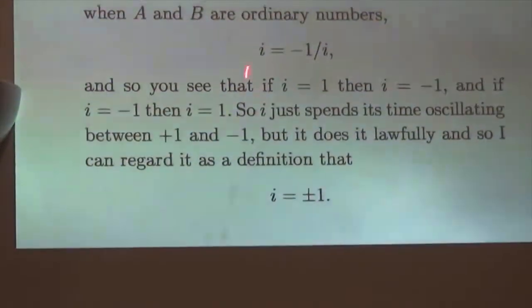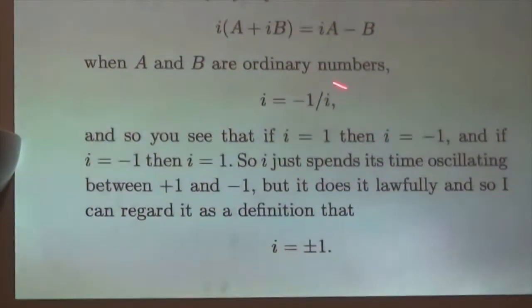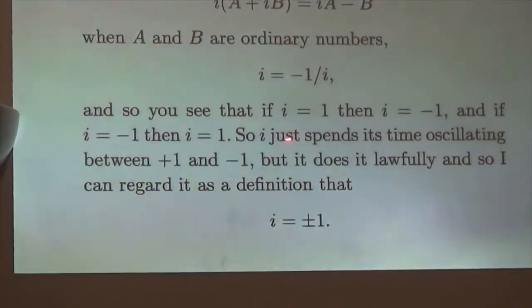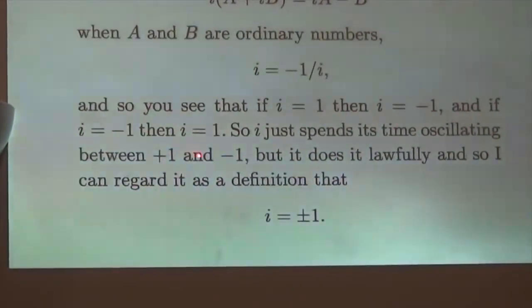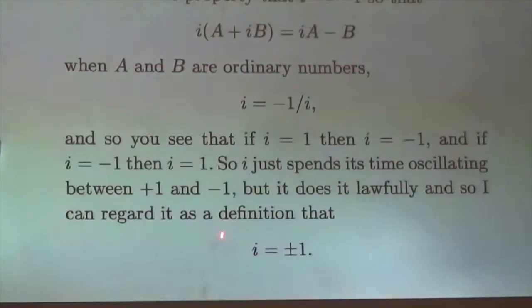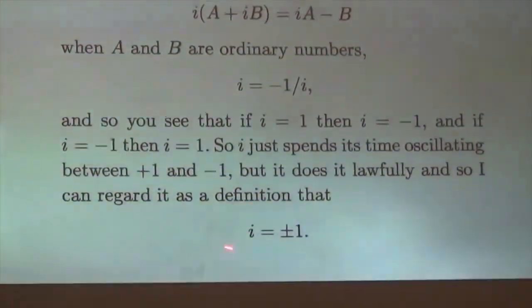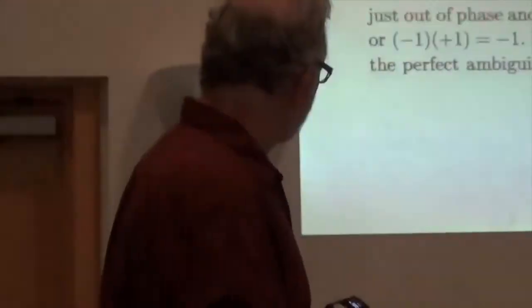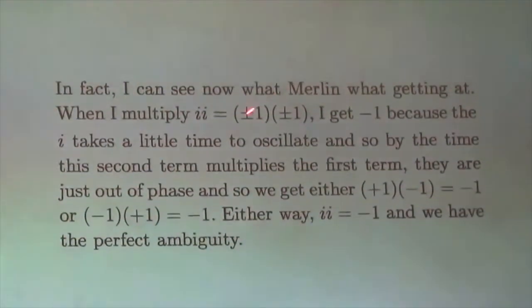And so if you were to think of it that way, if I keep trying to reevaluate it, then it just spends its time oscillating between plus 1 and minus 1, doing it lawfully in the sense that when it's 1, it's minus 1, and vice versa. And so you can think of that i as plus or minus 1 in some sense. And then, in fact, I can see now what Merlin was getting at.